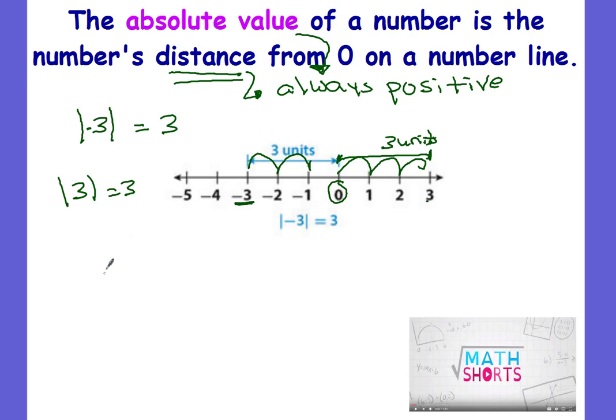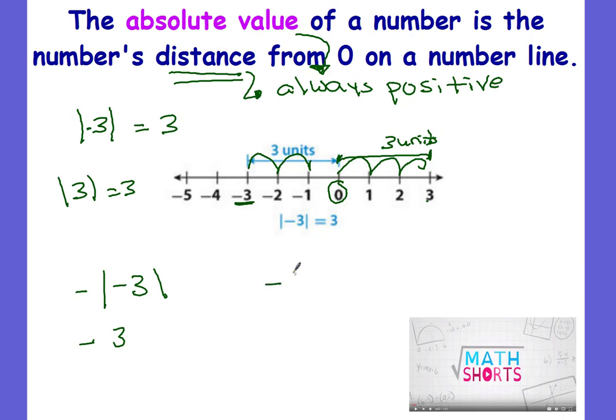Now sometimes you might see this. And this is negative. And remember, negative is the opposite. It's the opposite of a positive. So this would read the opposite of the absolute value of negative 3. So you would have to find the absolute value of negative 3 first, which is 3, and then take its opposite. The opposite of 3, or a positive 3, is a negative 3.